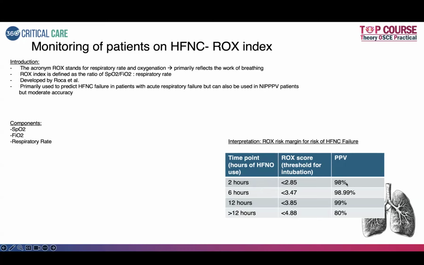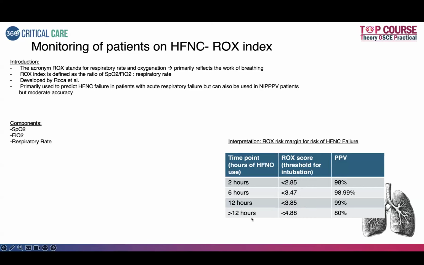So it has a positive predictive value of 99%. The same is true at 12 hours. At 6 hours, it is 3.47, and at 12 hours, it is 3.85. So these numbers need to be memorized before the exam, because if at all the ROX index is asked, the threshold for intubation based on ROX index, the numbers need to be known. So 2.85, 3.47, and 3.85. So these numbers will give you a good positive predictive value.